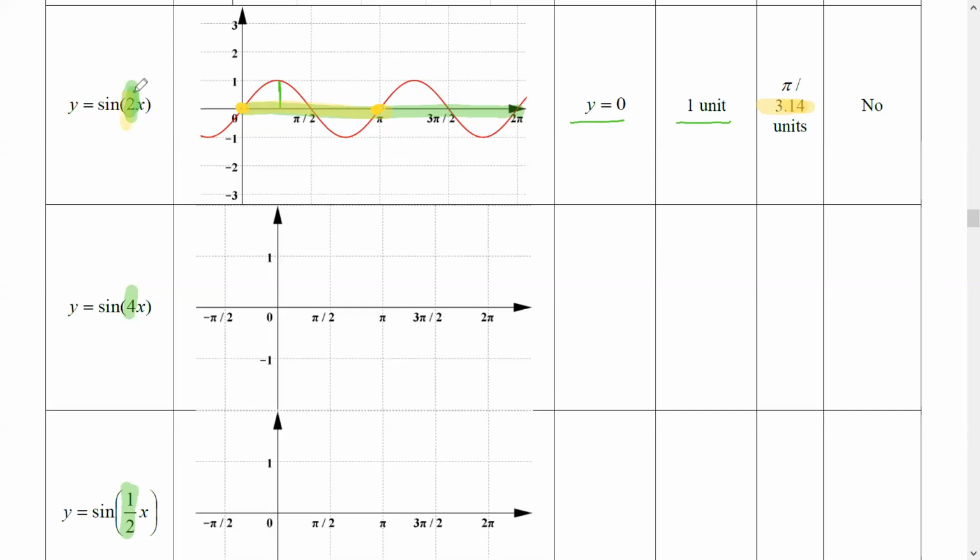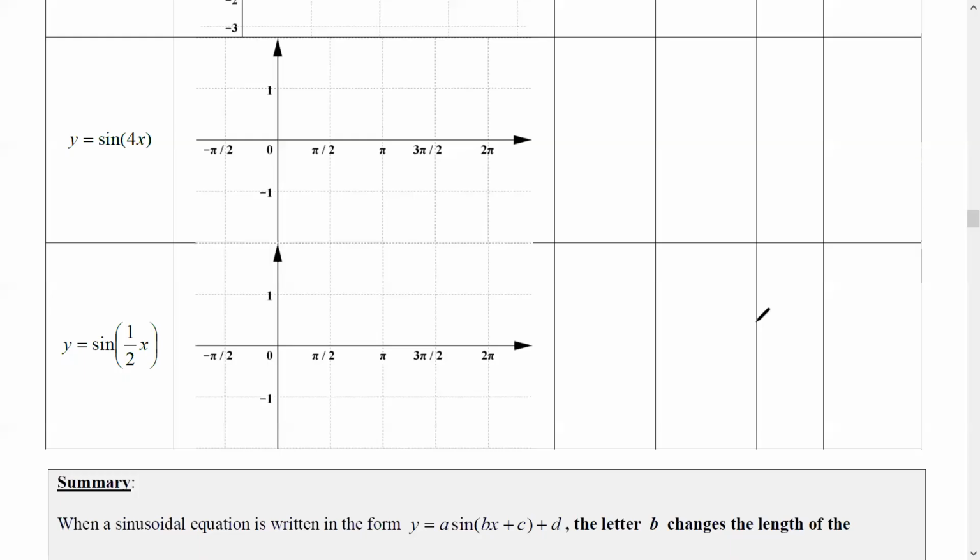So how did the 2 affect the 2 pi? All right, hit pause on the video, see if you can figure that out. These graphs will be a little bit trickier to draw. Have fun. Okay, let's see how you did here. On this next one, I noticed that I've got a B value of 4. What does this do to my graph?